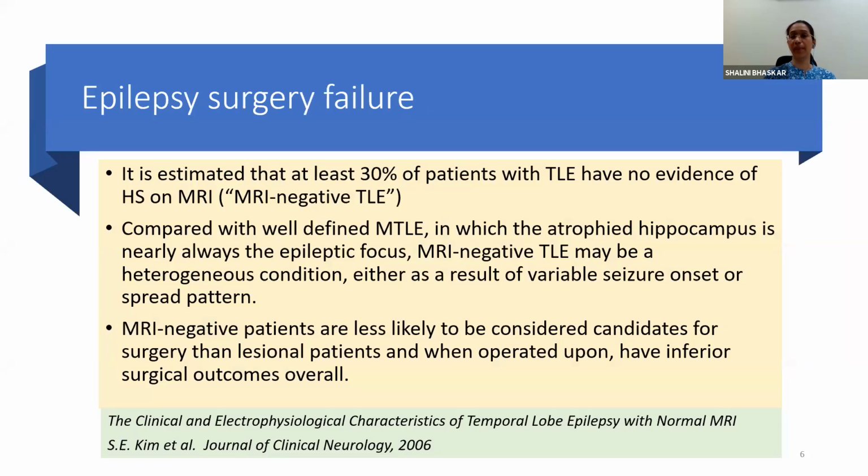With the advances in neuroimaging, it is also estimated that 30% of patients with TLE have no evidence of hippocampal sclerosis on MRI. These are called MRI negative TLE. Compared with the well-defined MTLE, in which the atrophied hippocampus is nearly always the epileptic focus, MRI negative TLE may be a heterogeneous condition, either as a result of variable seizure onset or spread pattern. MRI negative patients are less likely to be considered candidates for surgery than lesional patients, and when operated upon, have inferior surgical outcomes overall.